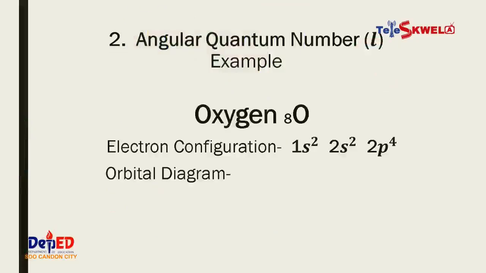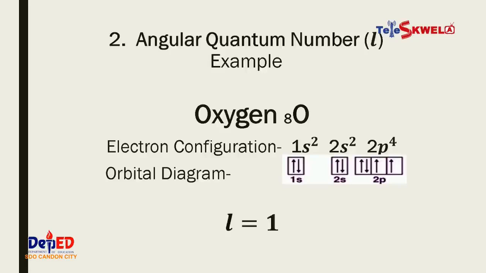Using the same example, let us identify the angular quantum number of oxygen. If your answer is 1, you're correct. It is because the principal quantum number value is 2, and the last electron is found in the p sublevel.